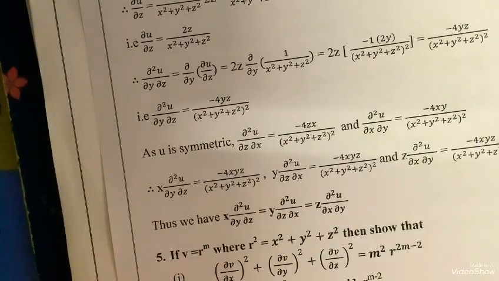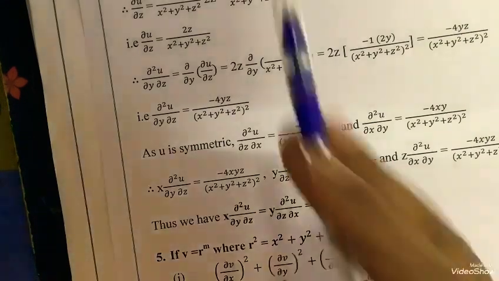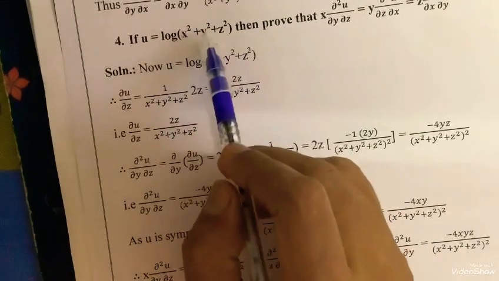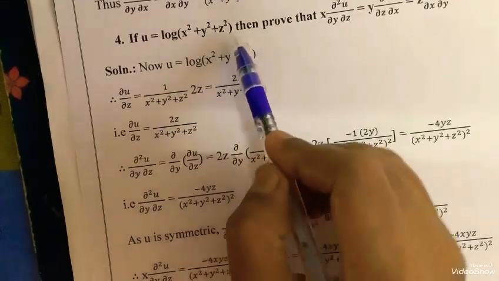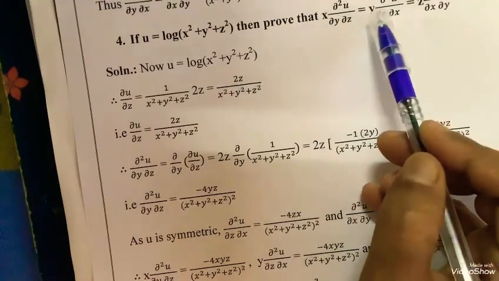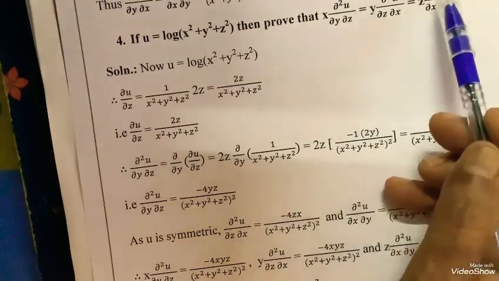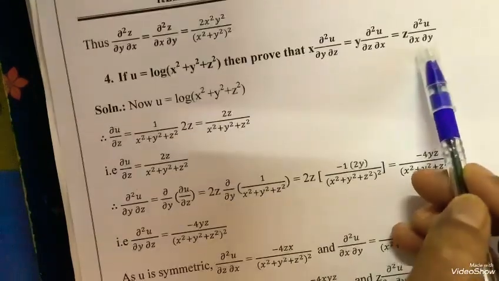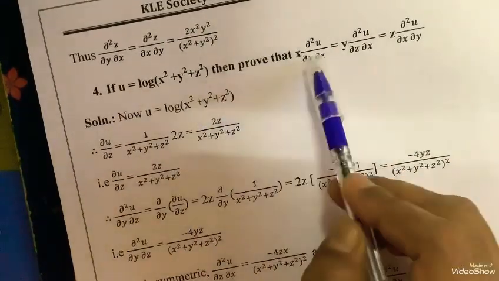The next one, the fourth one. If u is equal to log of x² plus y² plus z², then prove that x into ∂²u/∂y∂z, y into ∂²u/∂z∂x, z into ∂²u/∂x∂y are equal here. Okay, so if u is given this, then you have to prove this.